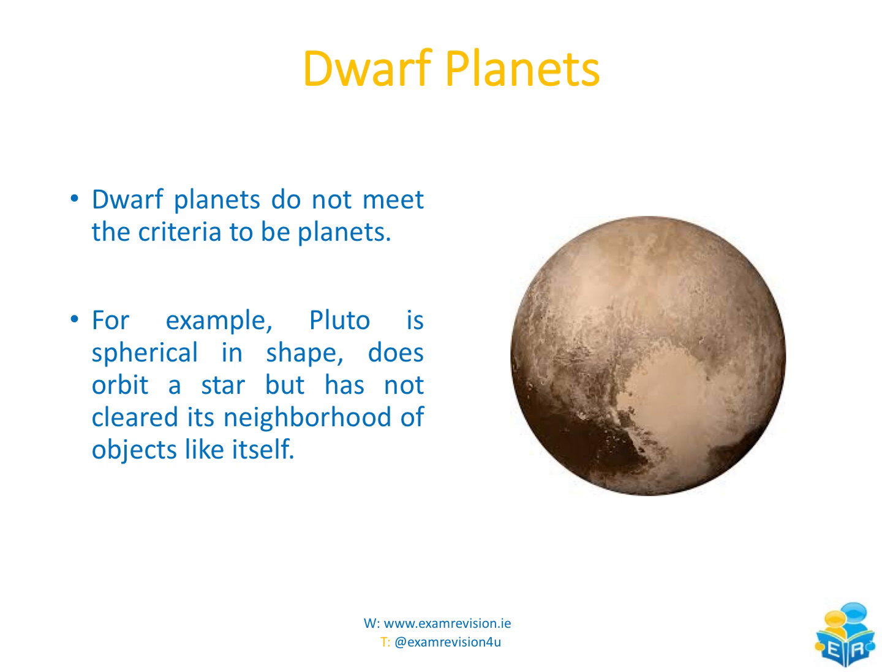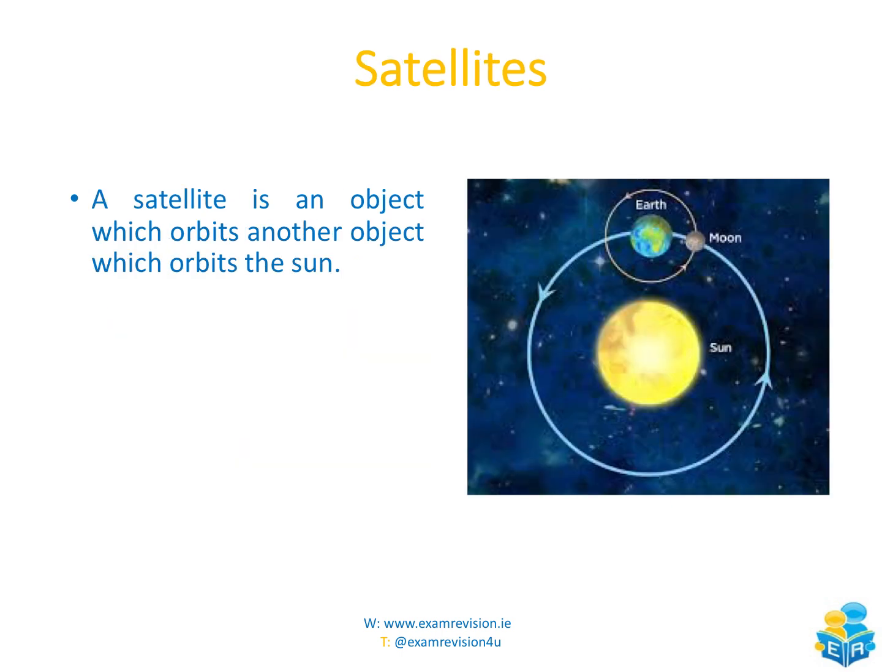Now, I mentioned already about the famous example there of Pluto being demoted as a planet. So dwarf planets do not meet the criteria to be planets, okay? So think back to the 3 criteria. They don't meet all 3. For example, Pluto is spherical in shape, so it meets that one. It does orbit a star, so it meets that one, but it has not cleared its neighbourhood of objects like itself. Okay, so it was declassified as a planet a couple of years ago, and it is now referred to as a dwarf planet. So dwarf planets, they don't meet all of the criteria to be classified as planets. Pluto, again, being the famous example of that.